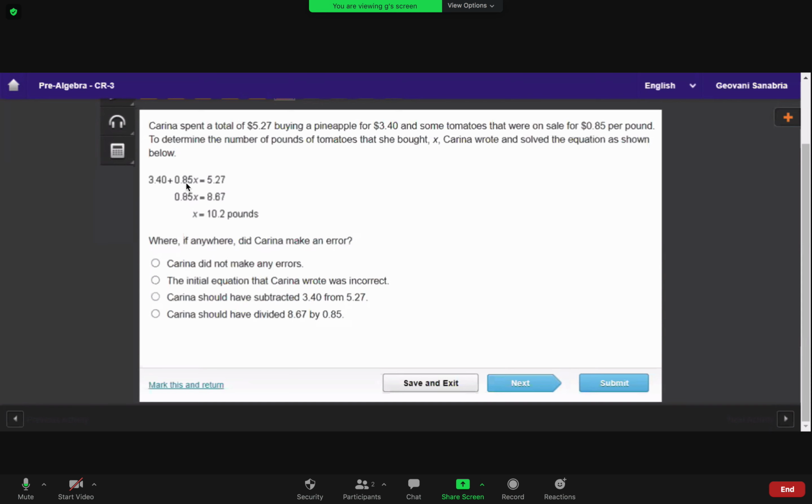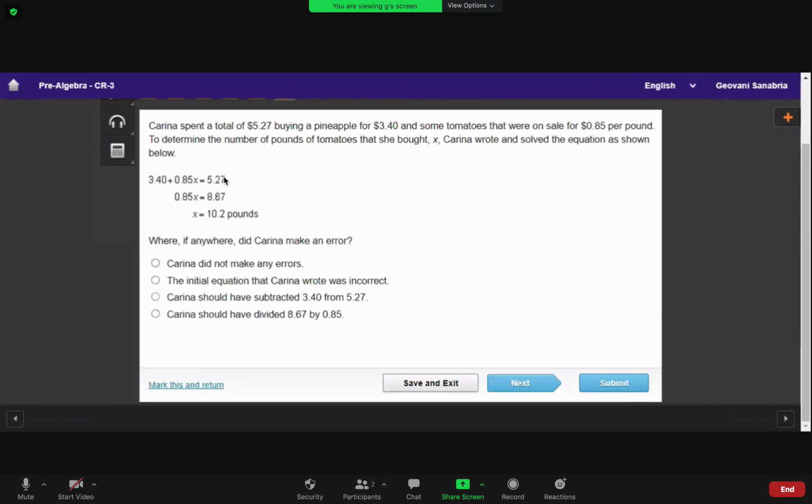So 85 cents times the number of pounds, 85 cents per pound times the number of pounds, will give you the total cost of the tomatoes. And then we're adding on that $3.40 to get the entire cost, which they said was $5.27. Okay, so that equation makes sense.